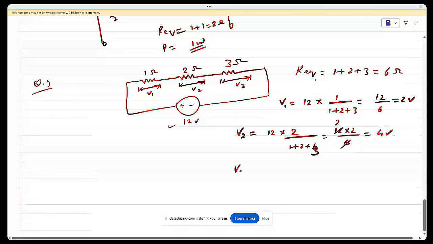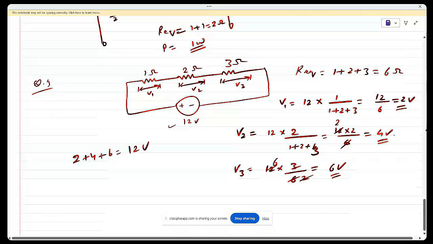And similarly V3 is 12 into this resistance 3 upon 6. So it will be 3 twos are 6 and 2 sixes are 12. It is 6 volt. And if you add this 2, this 4, then this 6, it will become 2 plus 4 plus 6 is equal to what? 12 volt. Means this 12 volt is getting dissipated across this, means KVL also satisfied. Okay. So question number 9 is very simple.